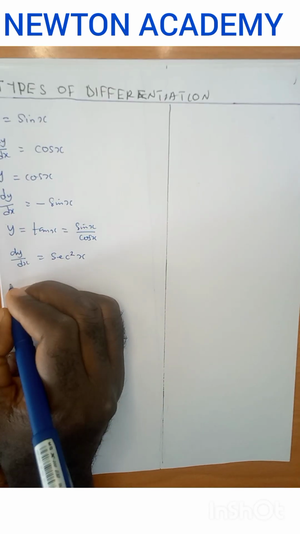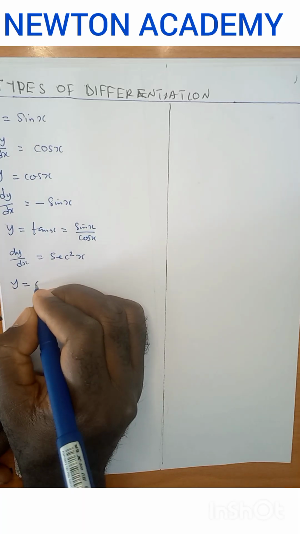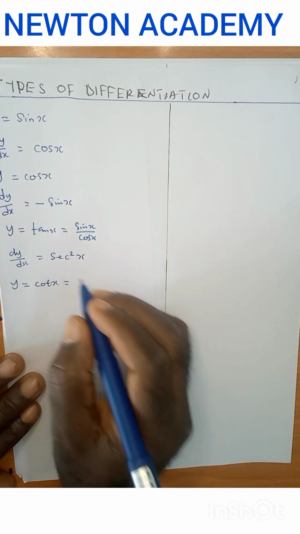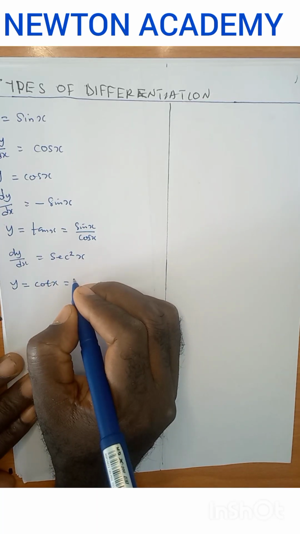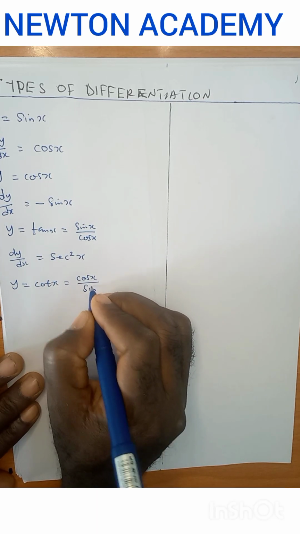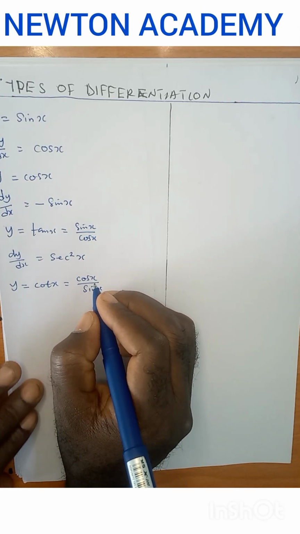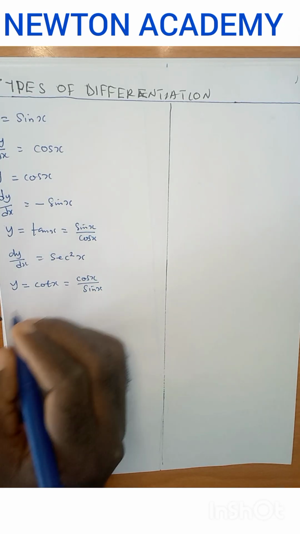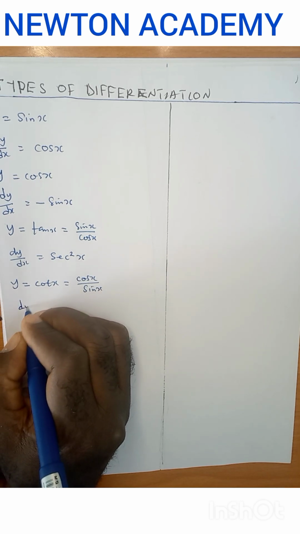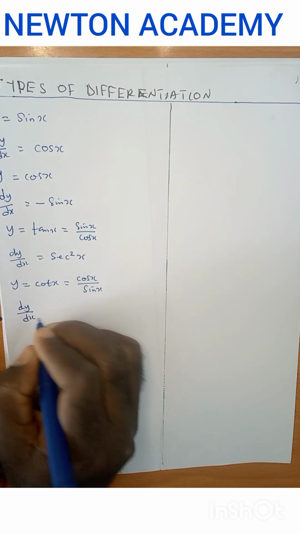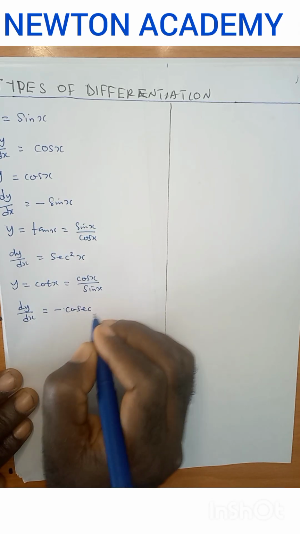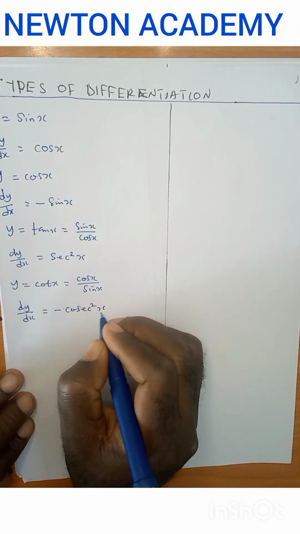Now let us take a look at cot x. If you have y is equal to cot x, and we know that cot x is the reciprocal of tan x, which is equal to cos x over sine x. If you use quotient rule again to solve this, we are going to get the derivative. Then we have dy/dx. When you differentiate this one, it will give us minus cosec squared x.